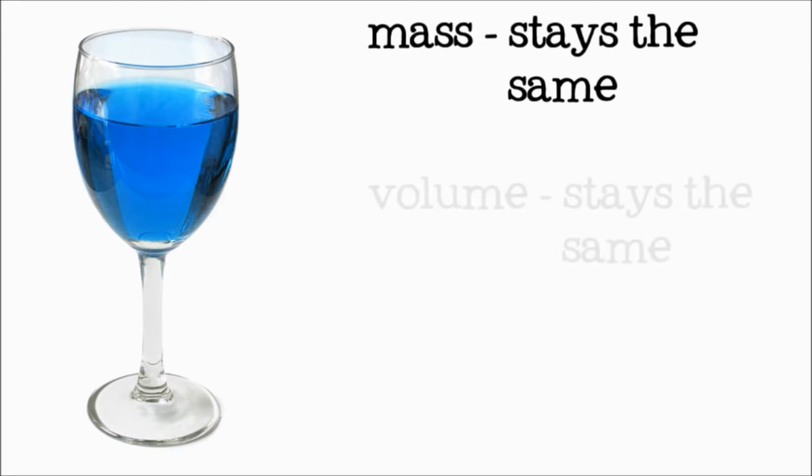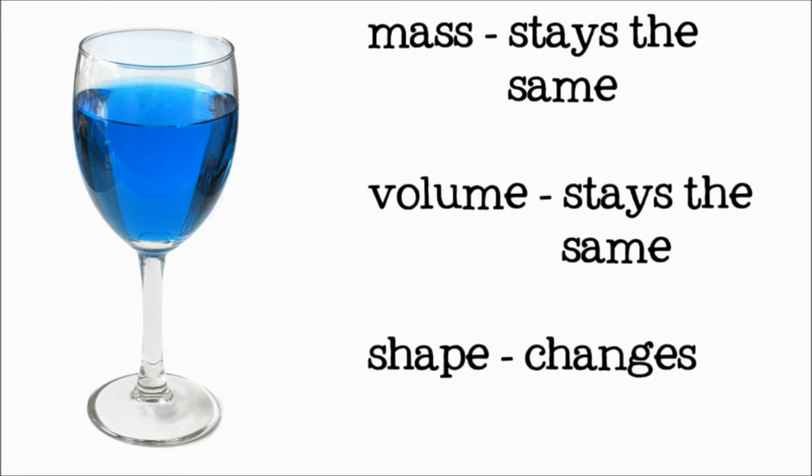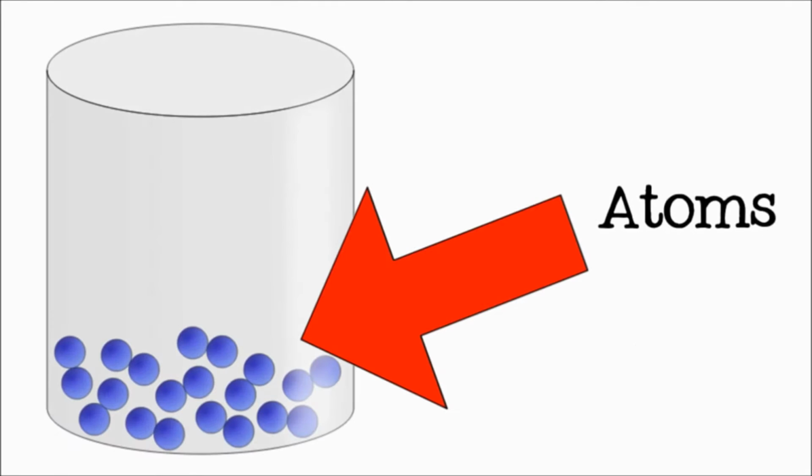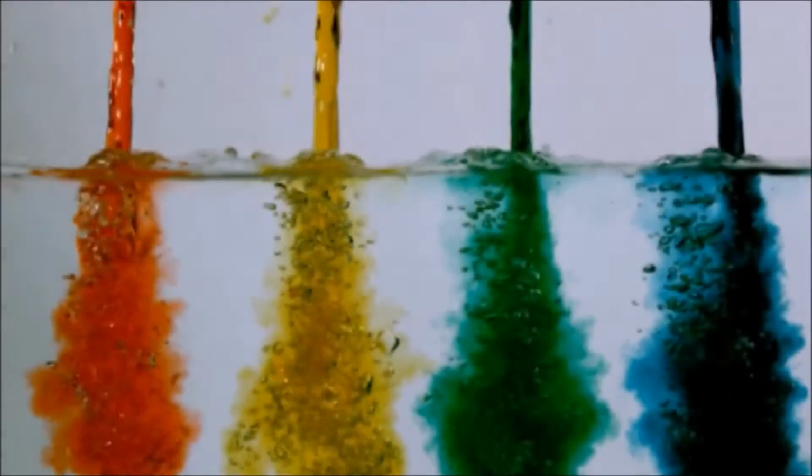Liquid is the next state of matter. Liquids have a definite volume and mass, but they do not have a definite shape. The atoms in liquid are still close together, but unlike the atoms in a solid, they can move around. This allows the matter in a liquid to flow.